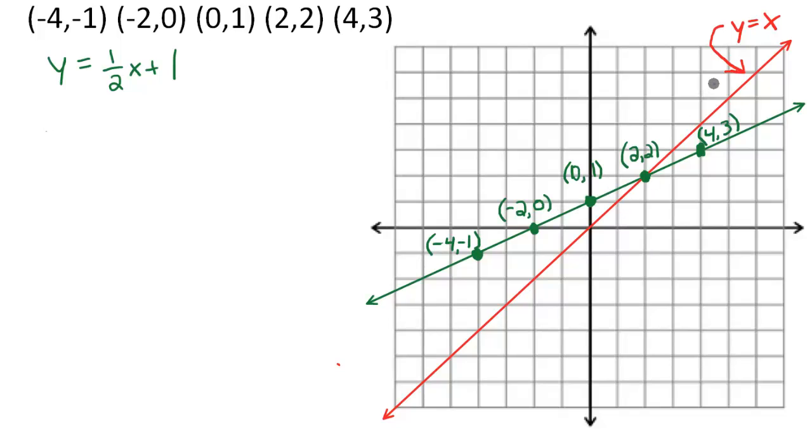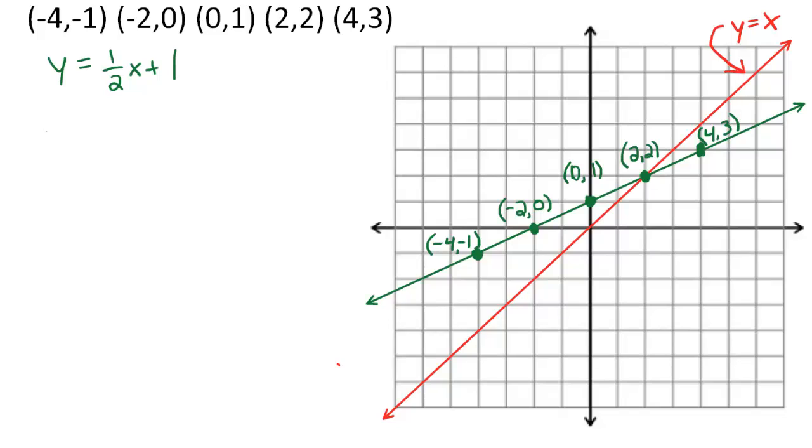The reason why I have this y equals x line right here in red is because this green line will flip over that one in red, and that will be the inverse of that green line. Okay, so now because we have a bunch of the points already called out, we could use those to find the inverse of the line.